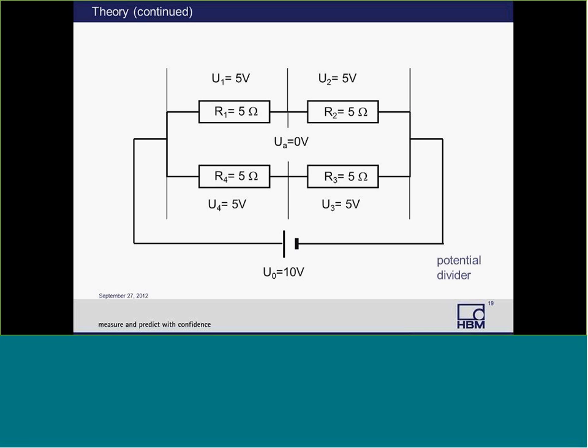Alright, so this is our Wheatstone Bridge circuit laid on its side. And in this case, we have a potential divider. We have 4 known resistances set up in a Wheatstone Bridge configuration with an excitation voltage of 10 volts. All of the resistances are of equal value. And if we want to find the voltage at point UA, because of the equal resistances, Ohm's law states that the voltage should be 0 volts.